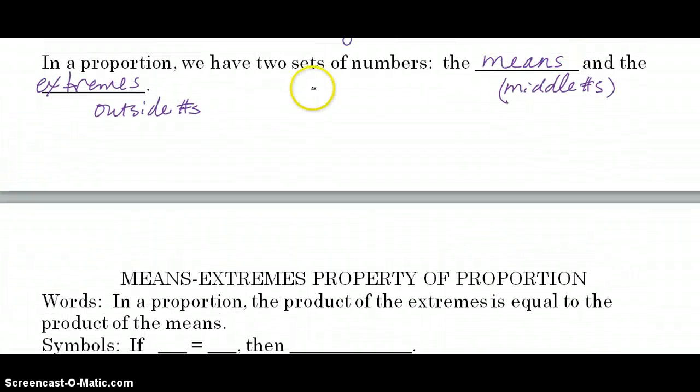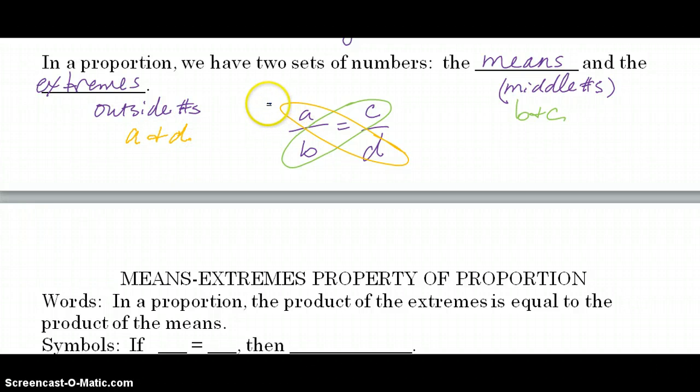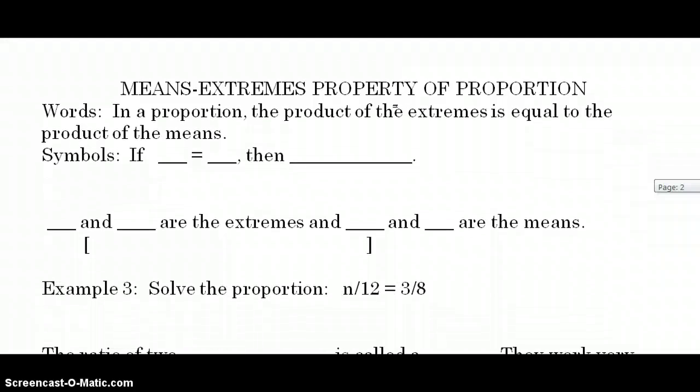Let me show you here if I wrote A is to B as C is to D. When you think about cross multiplying, B and C are in the middle. B and C here are an example of the means, and A and D are an example of the extremes. They're on the outside. It's the first number you come to and the last number you come to, whereas B and C are the second and third, so they're in the middle. They're the means, and the outside numbers are your extremes.